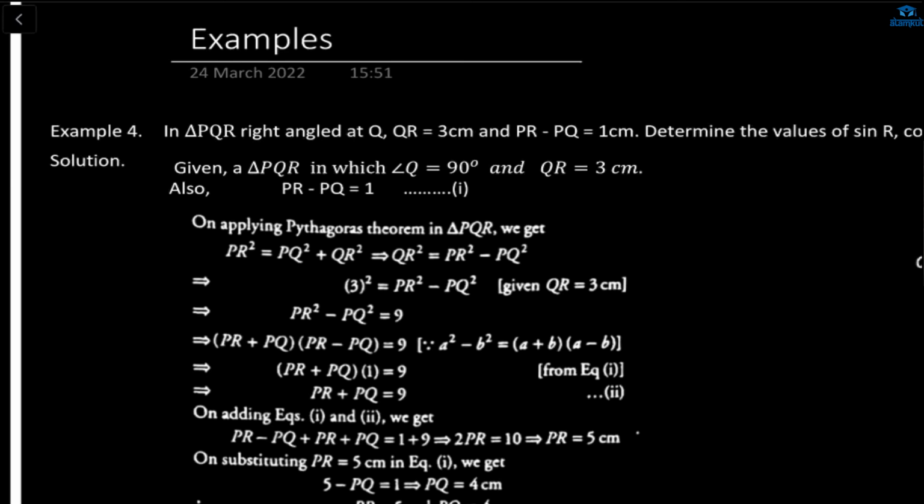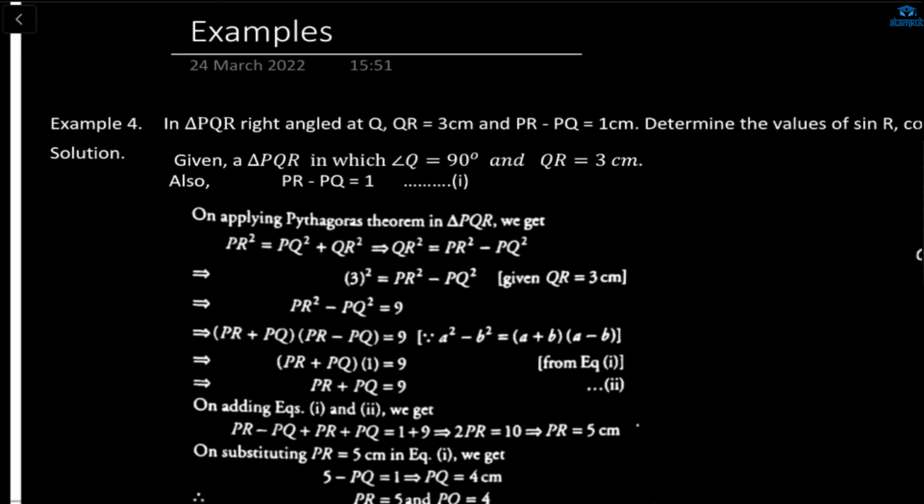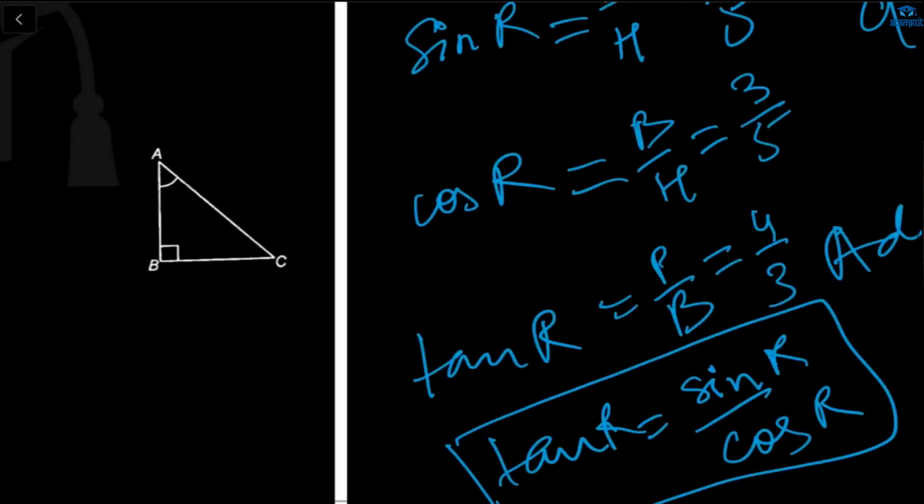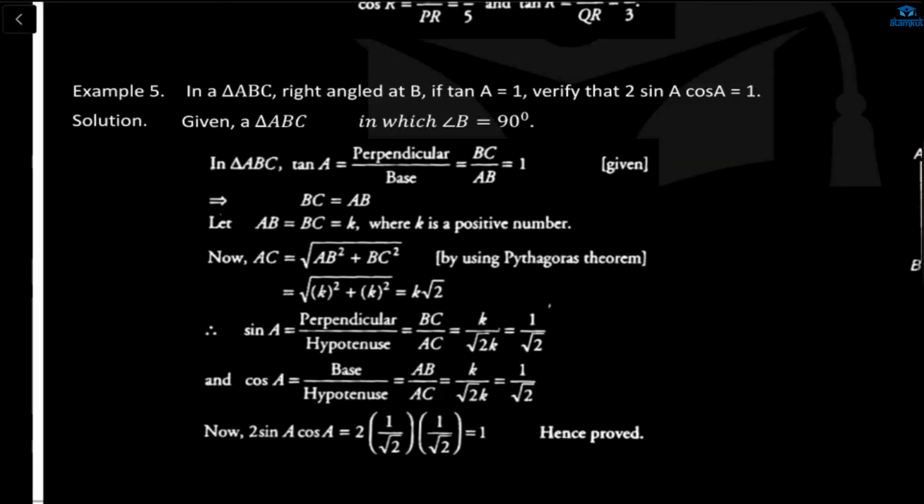Sine is equal to 1 by cosec, cos is equal to 1 by sec, and tan is equal to 1 by cot. And I have also told you that tan is equal to sine by cos. So remember these ratios. With these only we are going to solve other sums also, and there are many more ratios going to come.